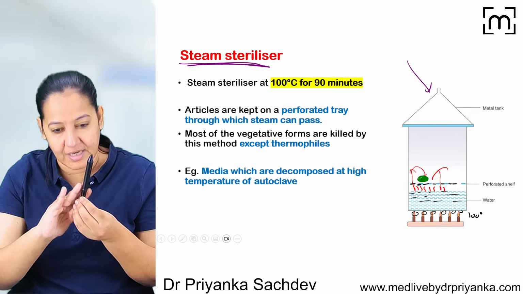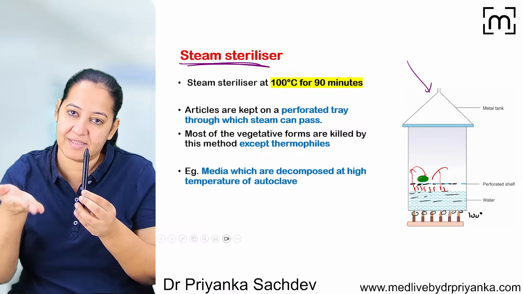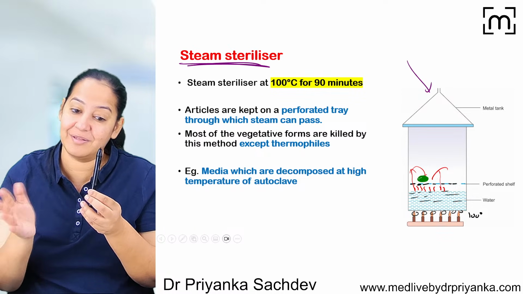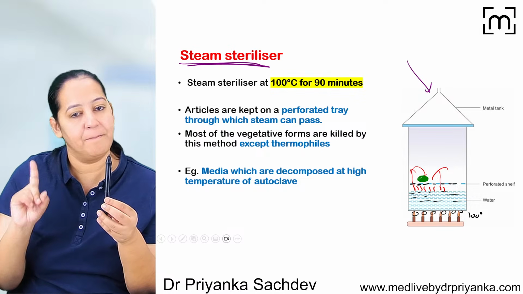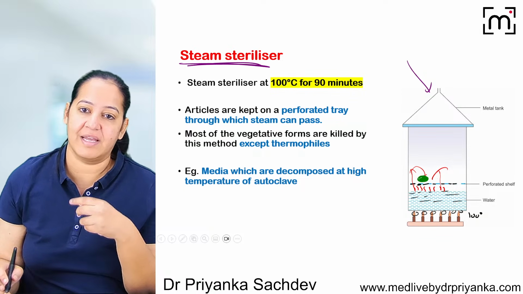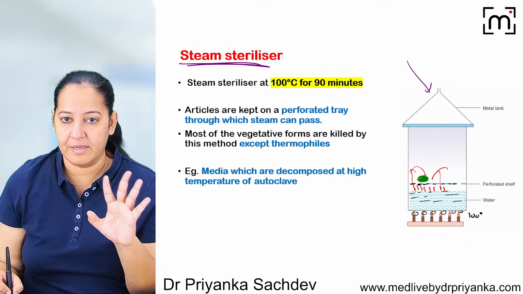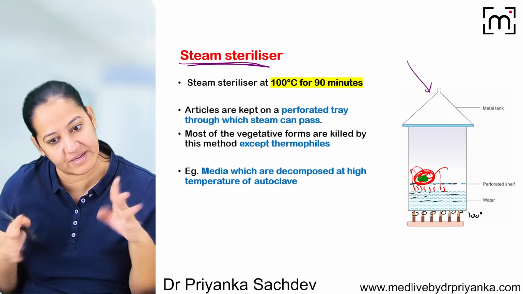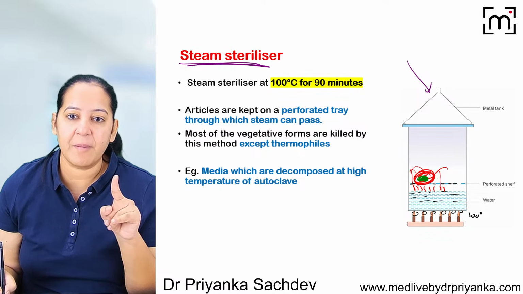On the surface of this article, whatever bacteria, virus, fungus, parasite and spores are present, spores are not killed at 100. So except the spores, all other things are killed: bacteria, virus, fungus and parasite. From the steam they are killed. Say yes if you got it. Spores are not killed. Except spores, all the bacteria, virus, fungus and parasite present on the surface will get killed from the steam. What is the temperature of the steam?